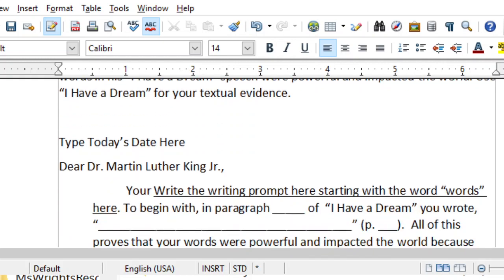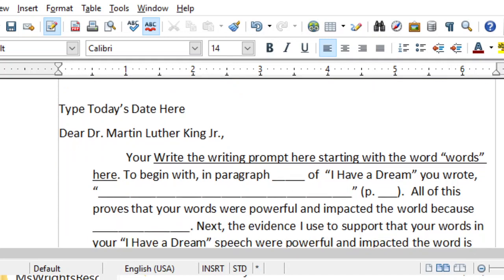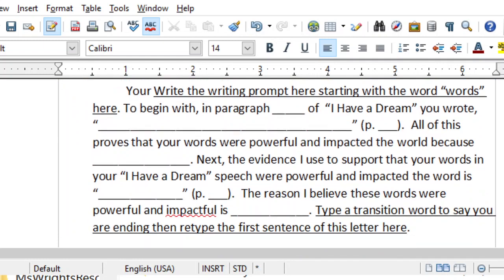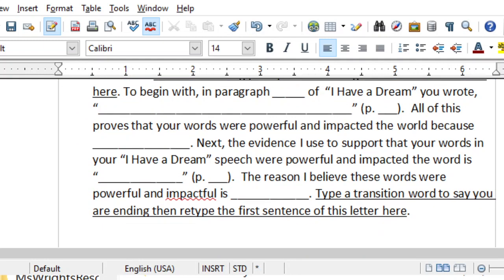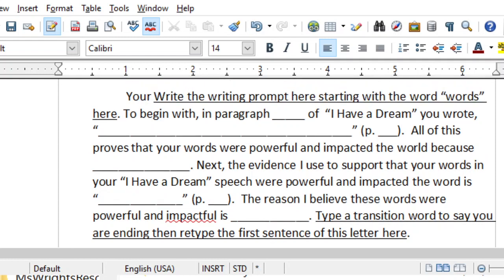So, I'm telling you what to do. First, you're going to type today's date here. Whenever you complete this, you're going to type that day's date. Then look at the paragraph. Most of the paragraph has been written for you. You are to just fill in the blanks.